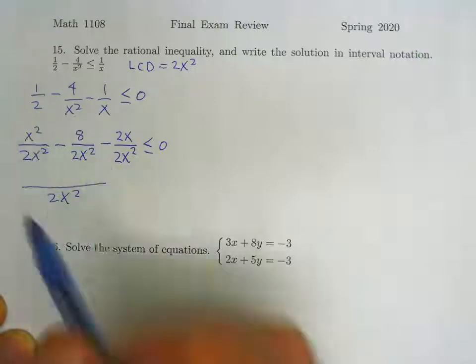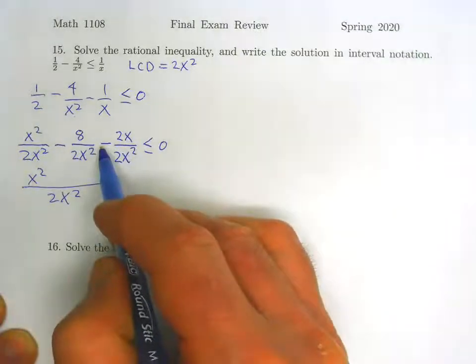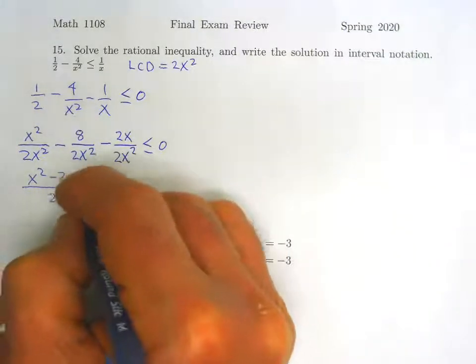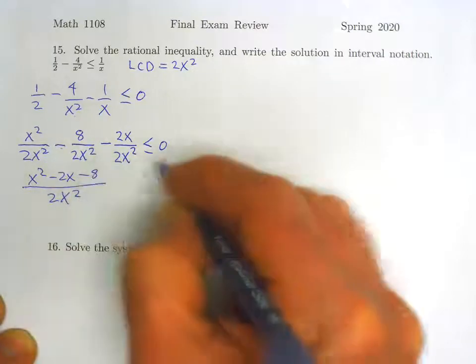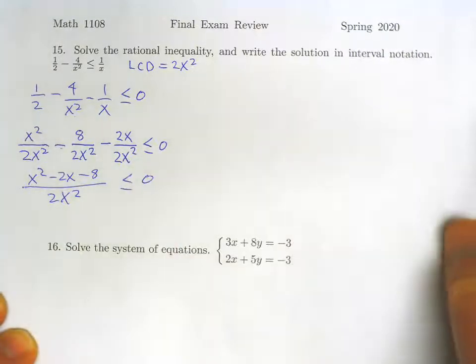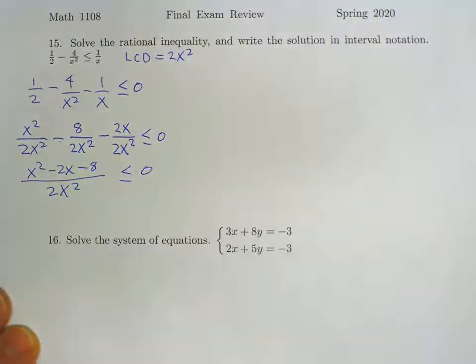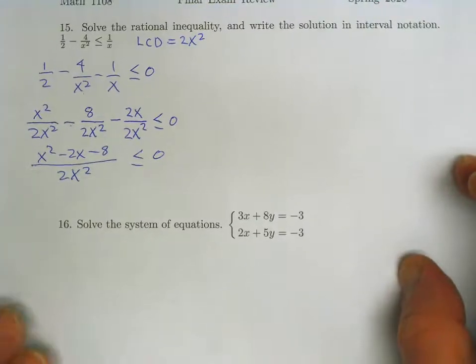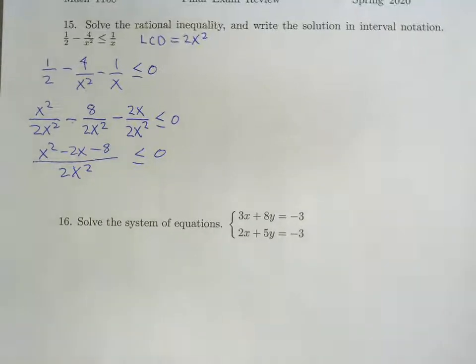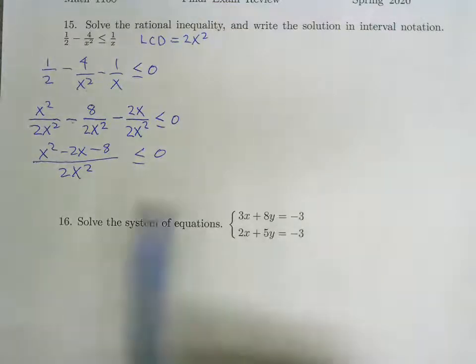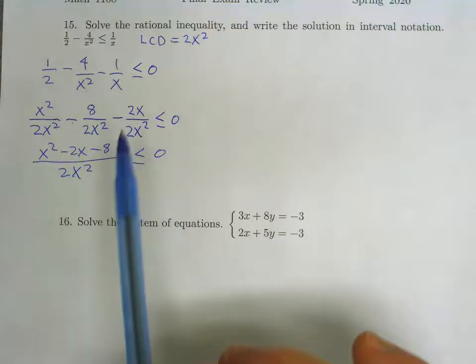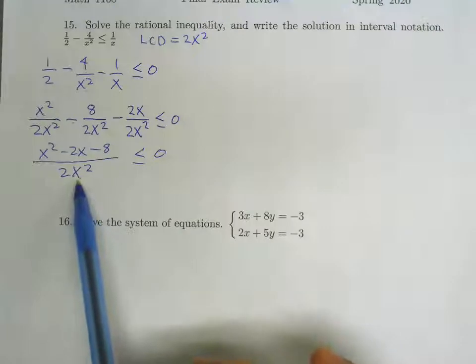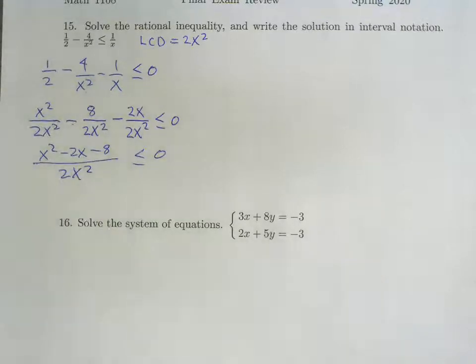So I'm going to have x squared minus 2x and a minus 8. Okay, now we need to find the endpoints. The endpoints are the x values that make the numerator 0 combined with the x values that make the denominator 0. We can see from the denominator that when x is 0, the denominator is 0. So one of the endpoints is 0.